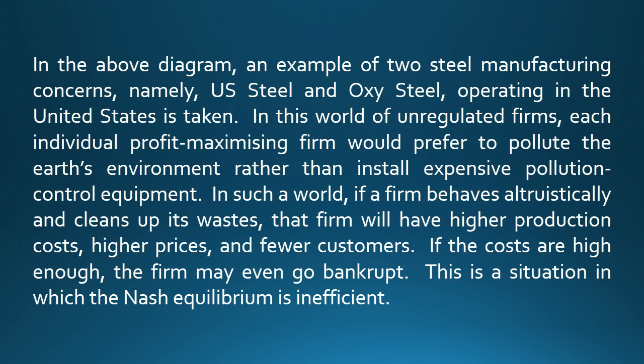In the above diagram, an example of two steel manufacturing concerns, namely U.S. Steel and Oxy Steel, operating in the United States is taken. In this world of unregulated firms, each individual profit-maximizing firm would prefer to pollute the Earth's environment rather than install expensive pollution control equipment. In such a world, if a firm behaves altruistically and cleans up its wastes, that firm will have higher production costs, higher prices, and fewer customers. If the costs are high enough, the firm may even go bankrupt. This is a situation in which the Nash equilibrium is inefficient.